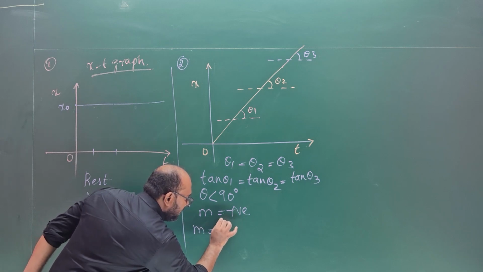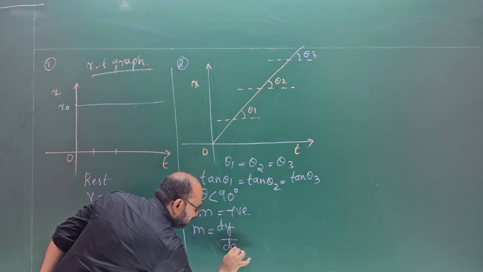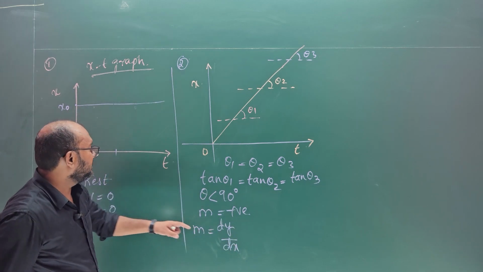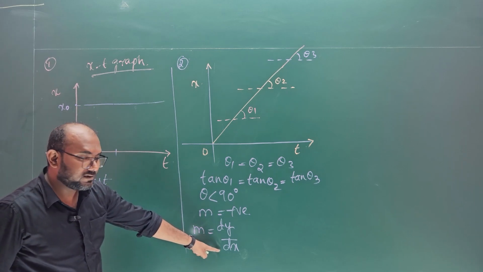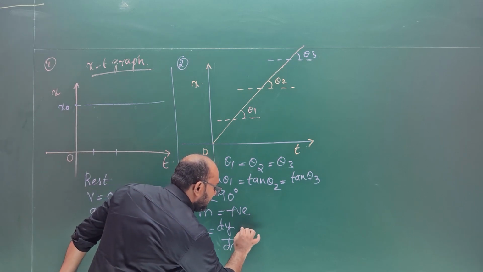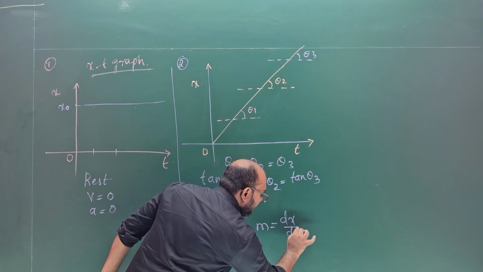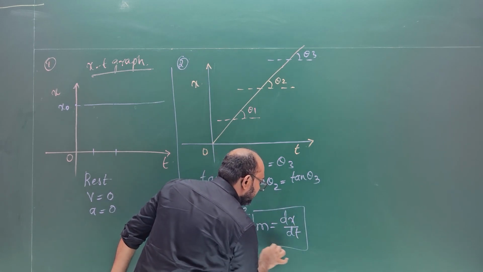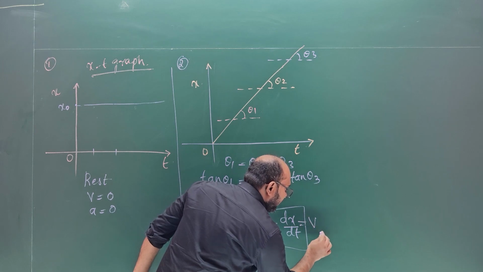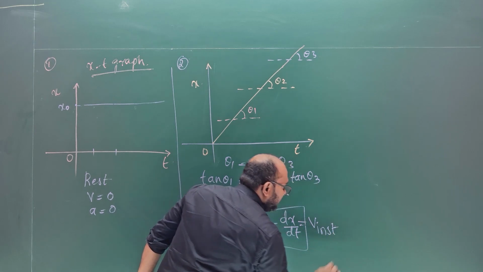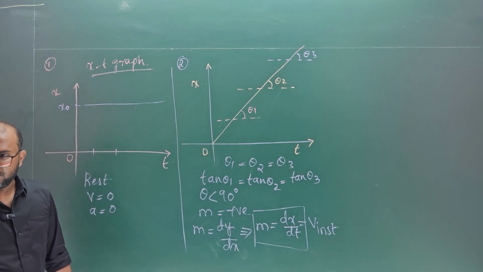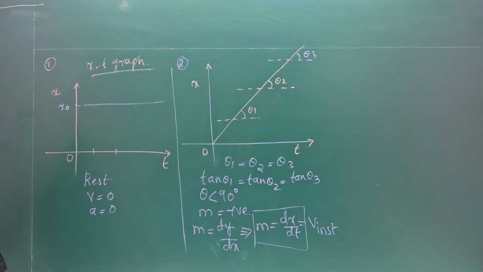m is nothing but dy upon dx. Yes or no? Who is on the y-axis? x. Who is on the x-axis? Time. Then can I say that this m is providing you dx upon dt, and dx upon dt is nothing but velocity. And what kind of velocity? That is nothing but instantaneous velocity. So in the x-t graph, the slope provides you the instantaneous velocity.